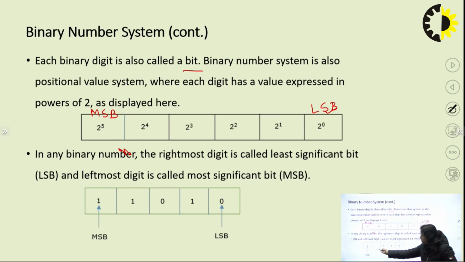So, for example, if the given number is 11010, then the least significant bit is 0 and its weight is 2 to the power 0, whereas the most significant bit is 1 and its weight is 2 to the power 4. Next weights are 2 to the power 3, 2 to the power 2, 2 to the power 1 and 2 to the power 0.